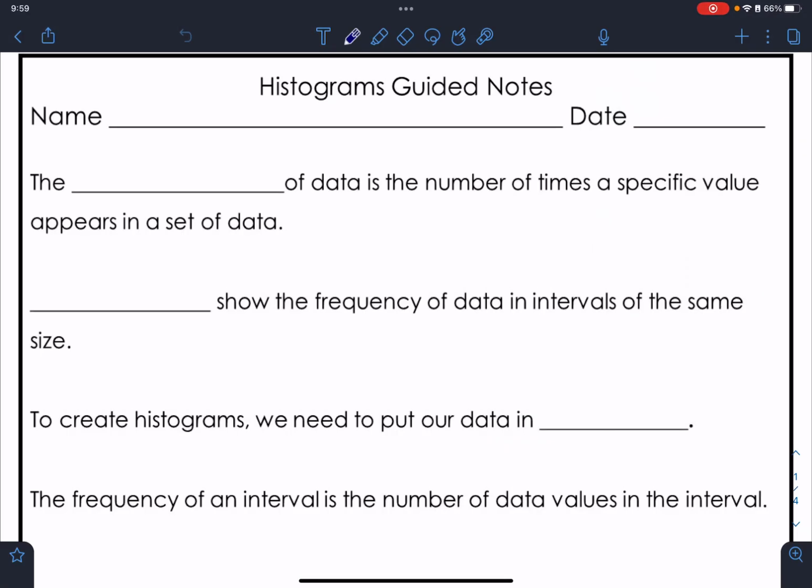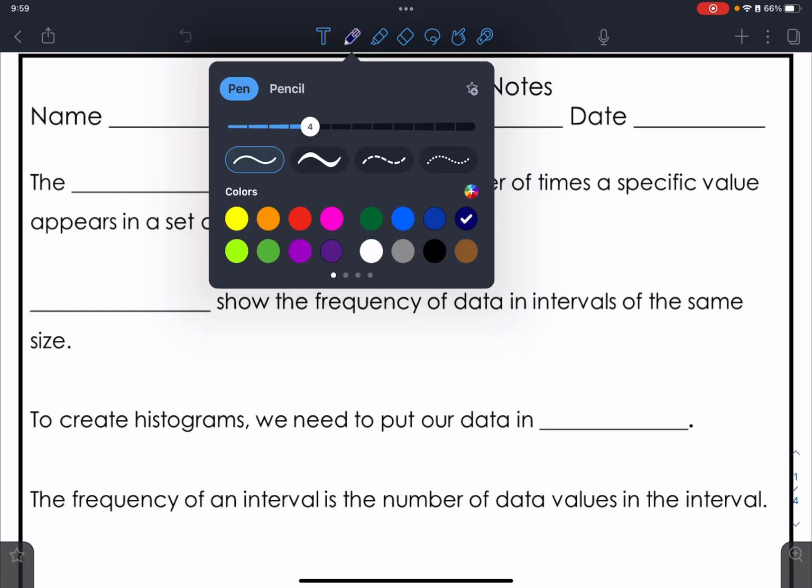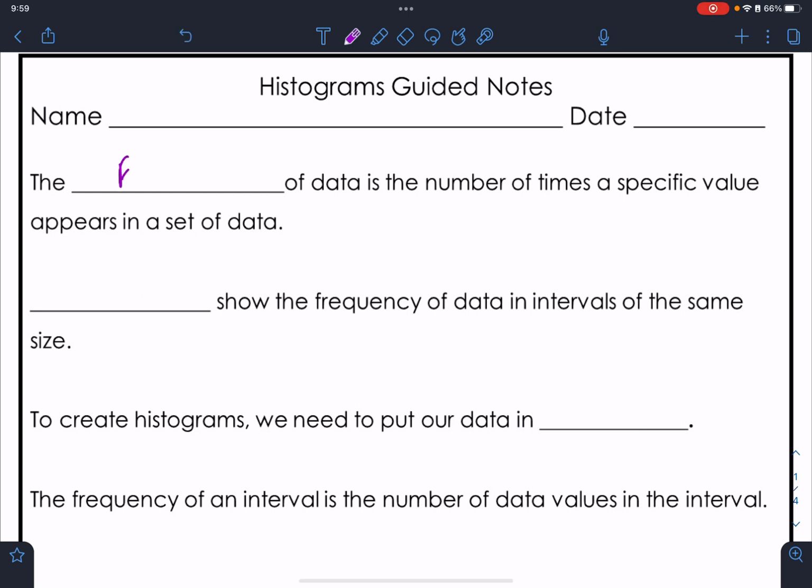Okay, so we're going to look at histograms today. We have a couple words to fill out first. The first blank on the notes here says the frequency. The frequency of data is the number of times that specific value appears in a data set.